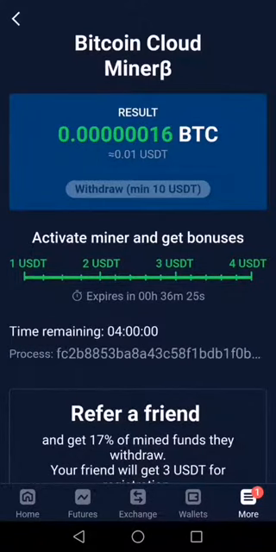Now I start mining free USDT. So let's dive into trading straight away.